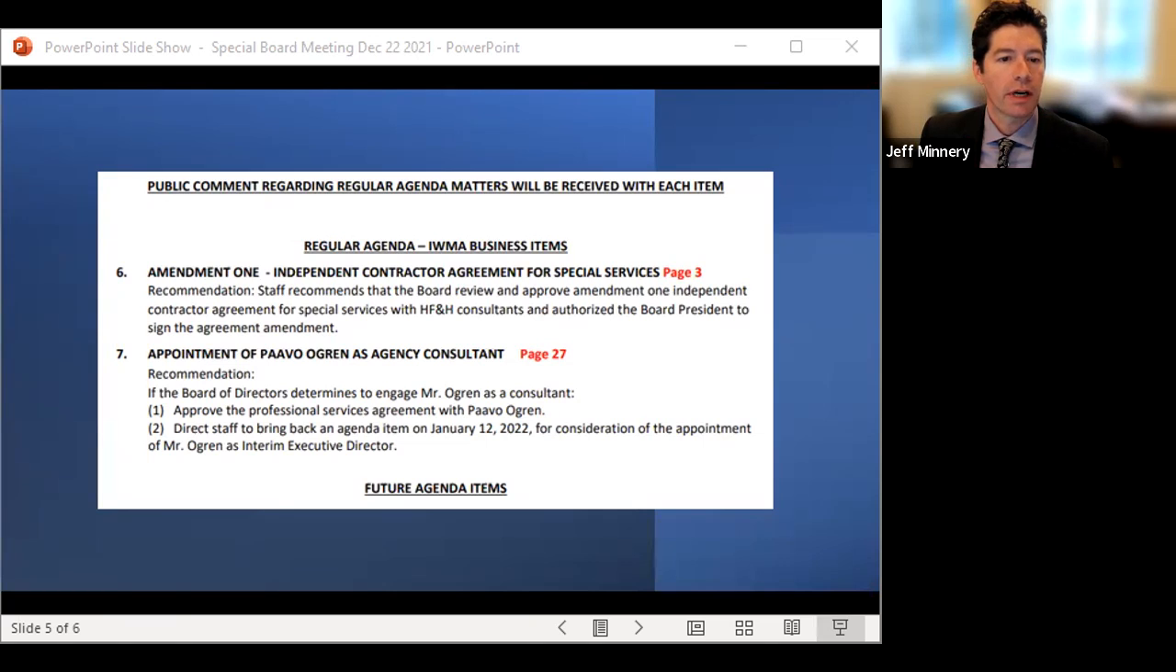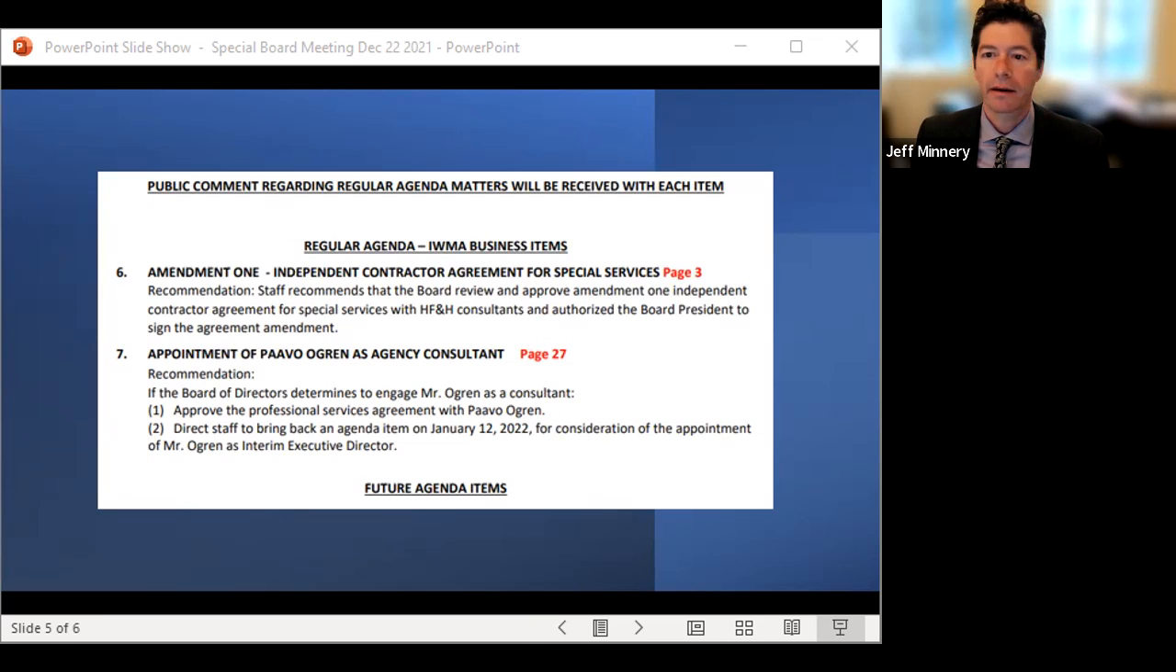There is one correction I'd like to make on 4.1. It says IWMA agrees to pay consultant $96.33 for the performance. That is actually $96.33 per hour. So if the consultant agreement is approved today, I would suggest the motion include "as amended."